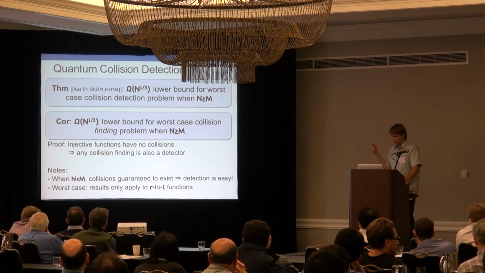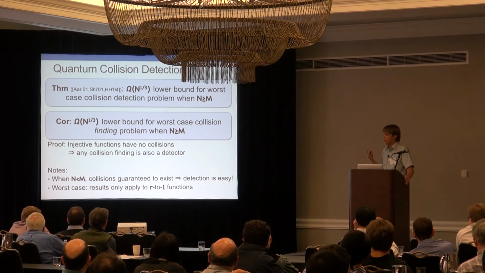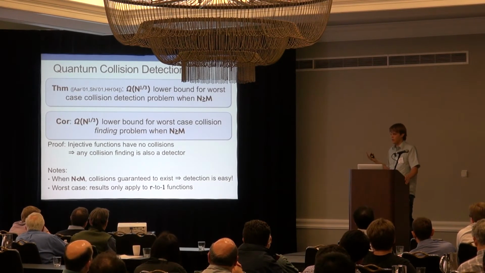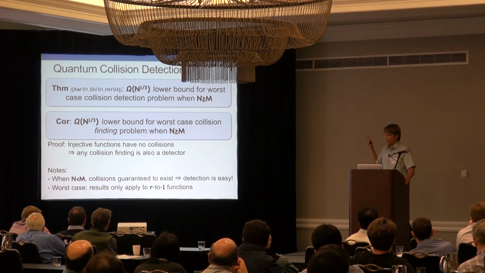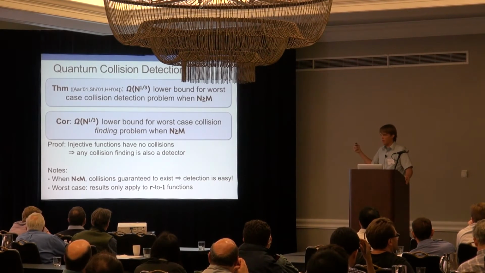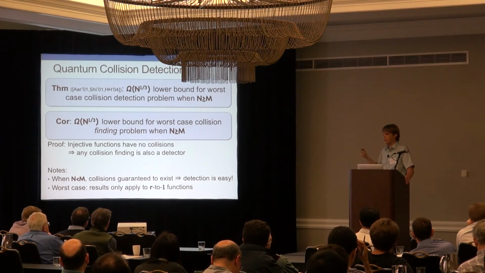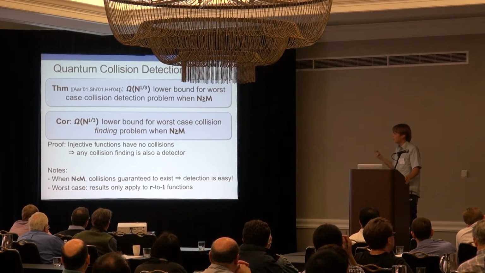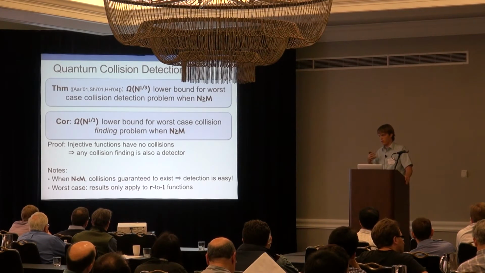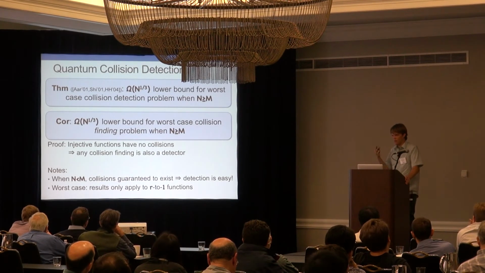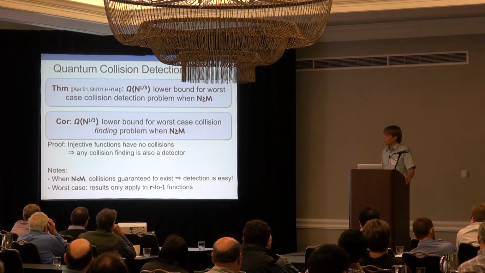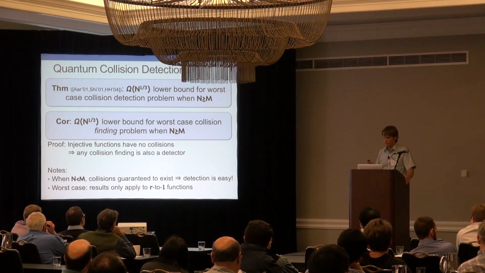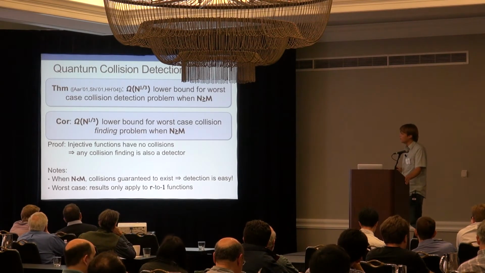Okay, so some notes. As I said before, when the function is compressing, you're guaranteed to have collisions, so the detection problem is actually easy. So the lower bounds on the collision finding problem obtained through this method all have this restriction that the output is no smaller than the input. And actually the very first lower bounds had an even stronger restriction that the output had to be some small amount larger than the input. And then also these results are worst case. They only apply to very uniform functions where every element has the exact same number of pre-images.